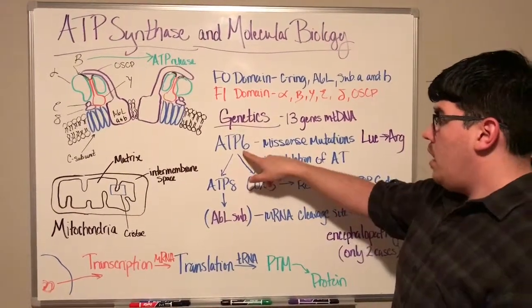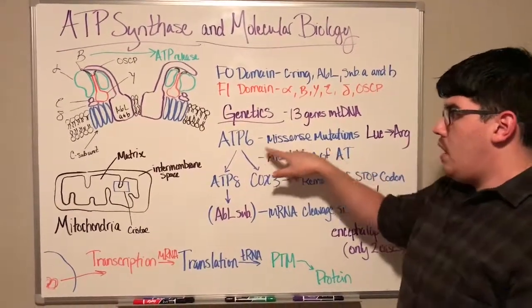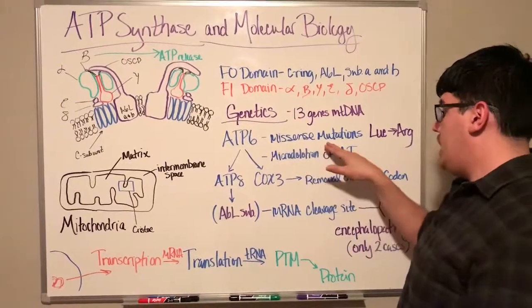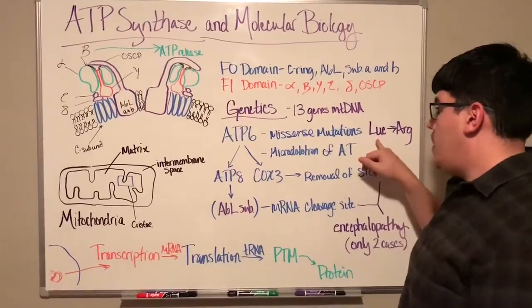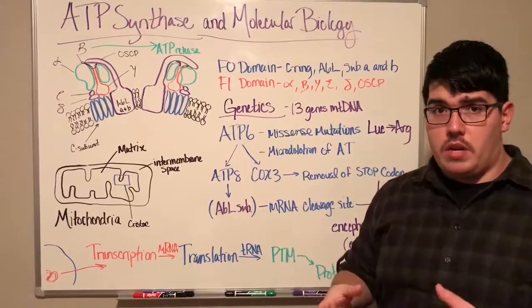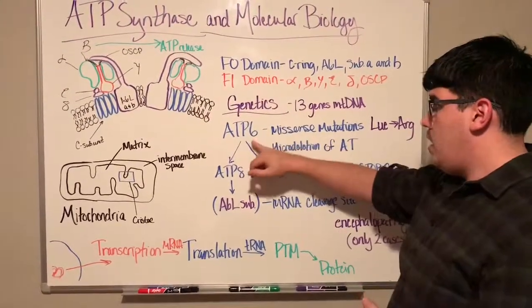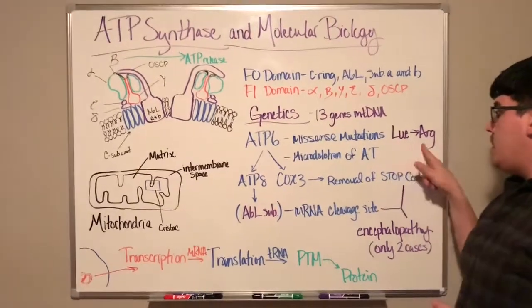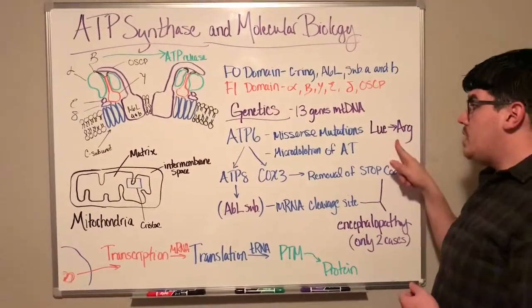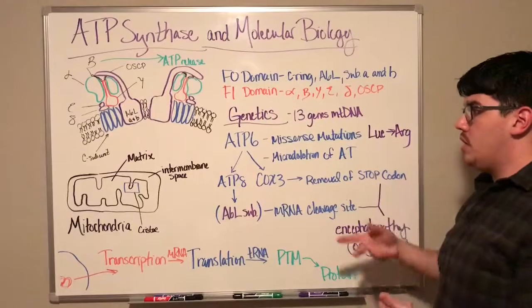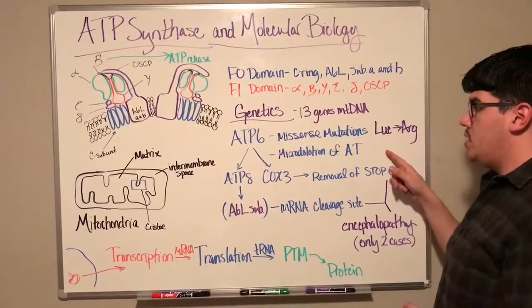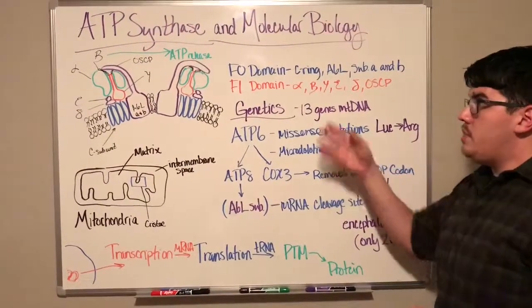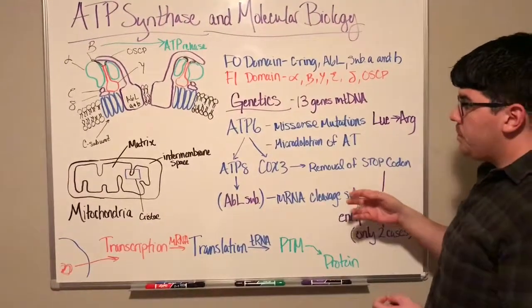And so we went over this a little bit in the previous video: a missense mutation that leads to a change in conformation of the protein at the end of translation, which would be the leucine to arginine, a completely different amino acid, resulting in a different protein structure and an ATP synthase deficiency.